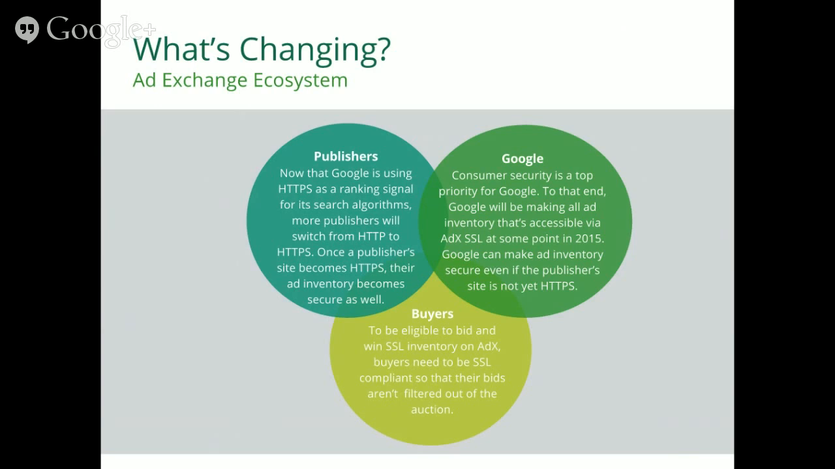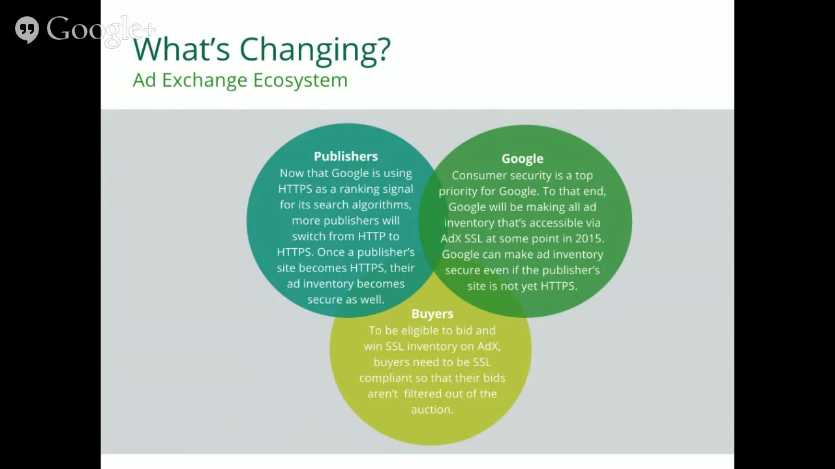At the same time, Google is also moving all of the ad inventory that's accessible via Ad Exchange to become SSL. So whether or not the publisher has already made their entire site HTTPS, Google is going ahead and making their ad inventory SSL on a rolling basis. We started doing so back with YouTube and some of our other owned and operated properties in 2013. As of now, nearly all of our inventory available via YouTube is SSL.